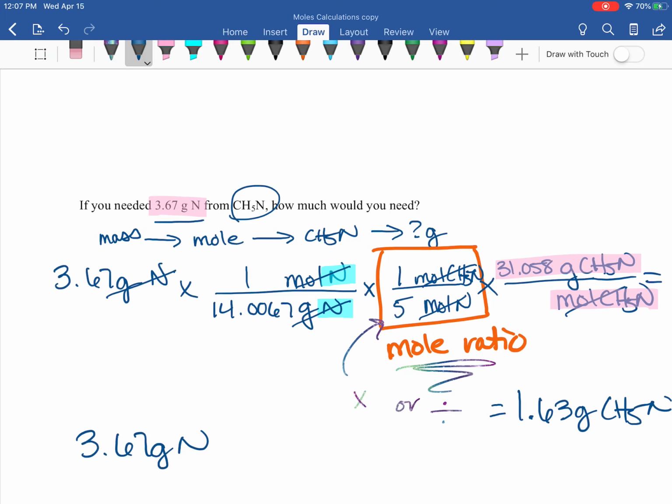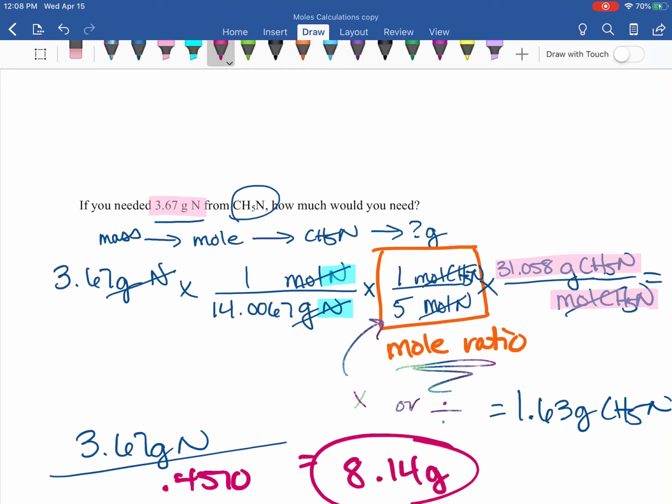Let's also try our percentages, because then we know we should be getting the right number. 6.7 grams nitrogen. And what we really want is that methylamine. So we're going to divide by our percentage of nitrogen. That's our 0.4510. Let's see what we get. We'll figure out what went wrong on my calculator on that top one. User error, I guess. Yeah, then I get 8.14 grams. Okay, now that should be the right answer.